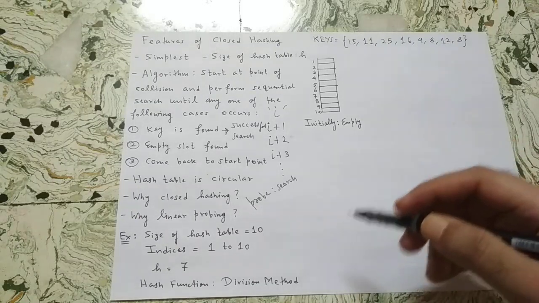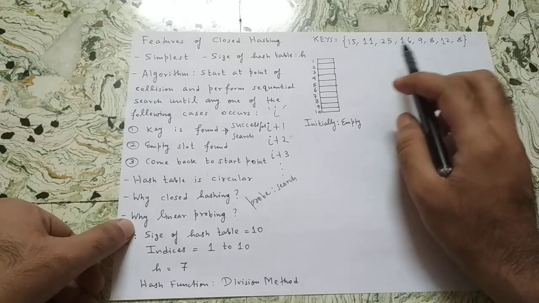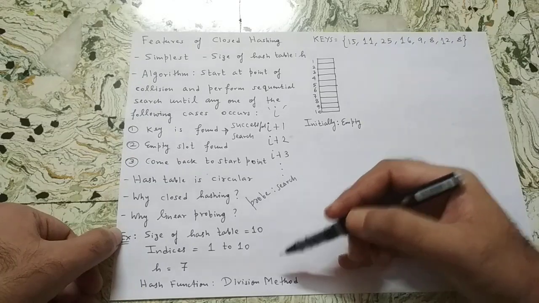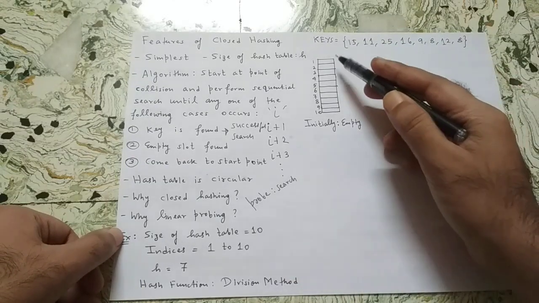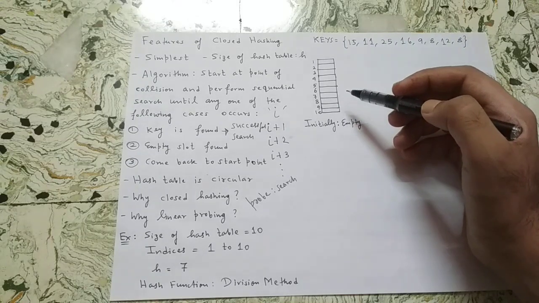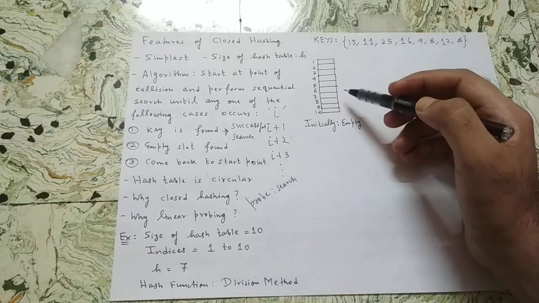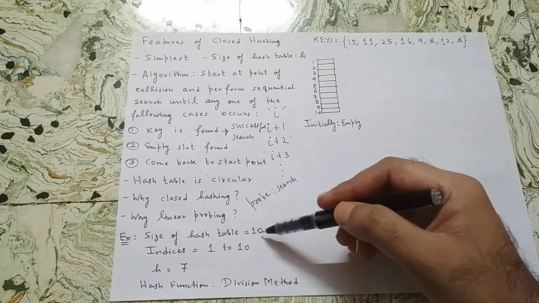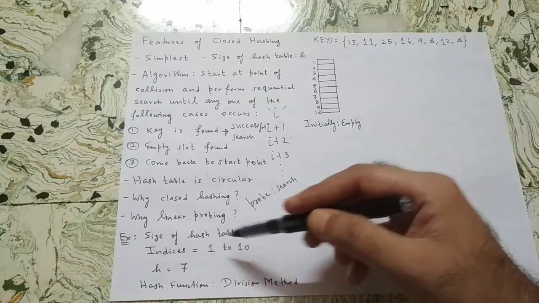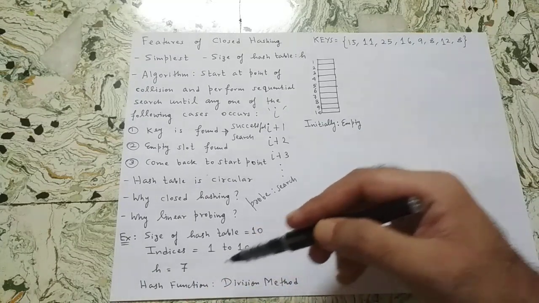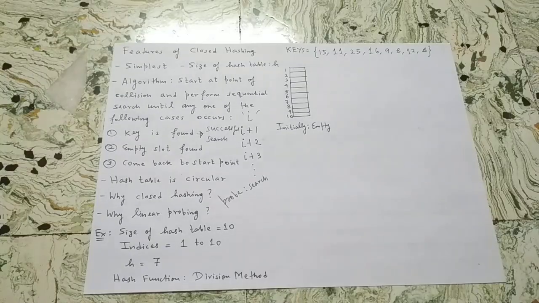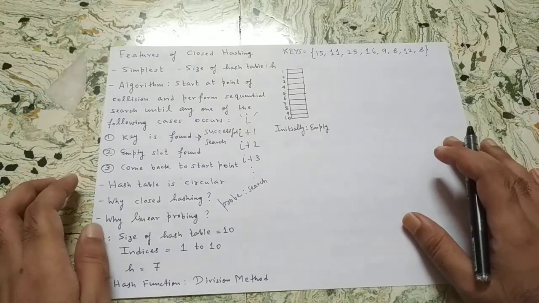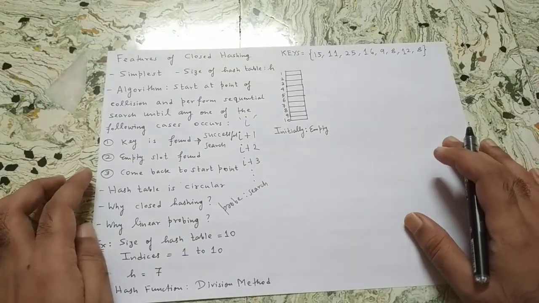Let's take a look at this example. So we have been given a set of key values and we have to apply the division method and see how these values are mapped to our hash table. This set of locations that you see here represents our hash table. So the information that is given here regarding the size of the hash table, the value of h and the indices, as well as the fact that we are using the division method, will give us the exact form of the hash function.